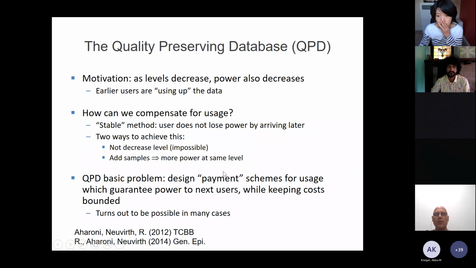And so the basic problem is, how can we design payment schemes for usage which are going to guarantee power to future users and keep the costs down, because otherwise no one will want to use the shared resource and suffer the cost. And basically, our basic paradigm is that this is possible and it's going to be useful and worthwhile for people to use it.